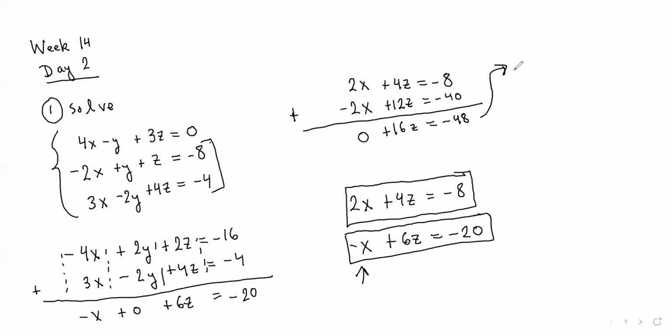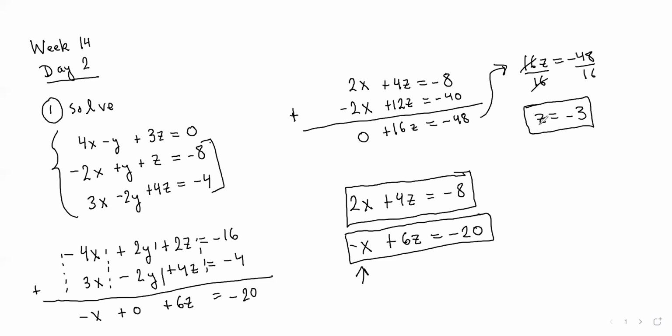So just off to the side, what is this? This is 16z equals minus 48. And so we can simply solve for z by dividing by 16. On the left, we have a z. And on the right, we have minus 48 divided by 16, which is minus 3. So we've solved for our first variable, z, which is minus 3.